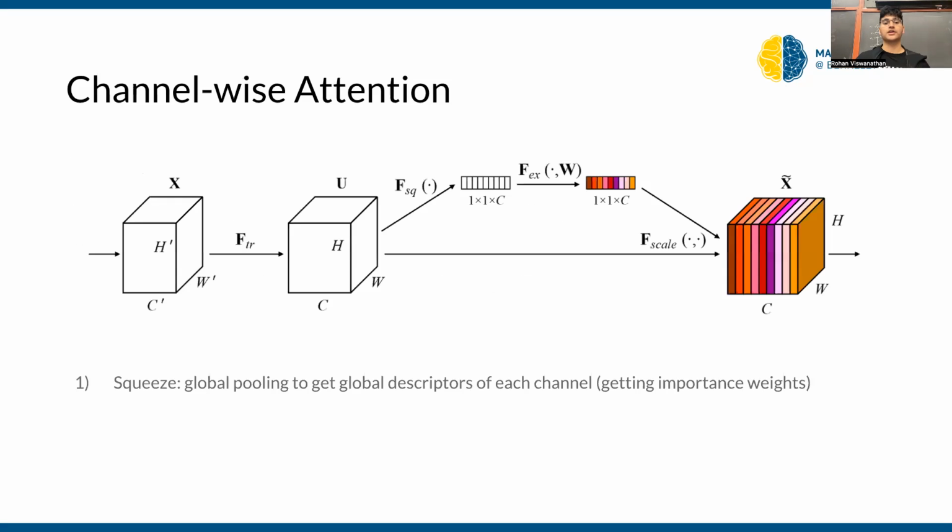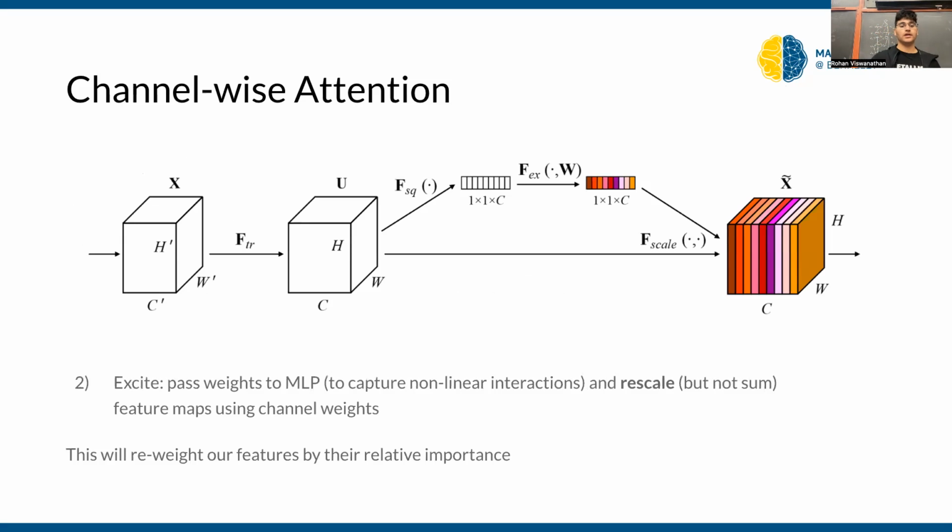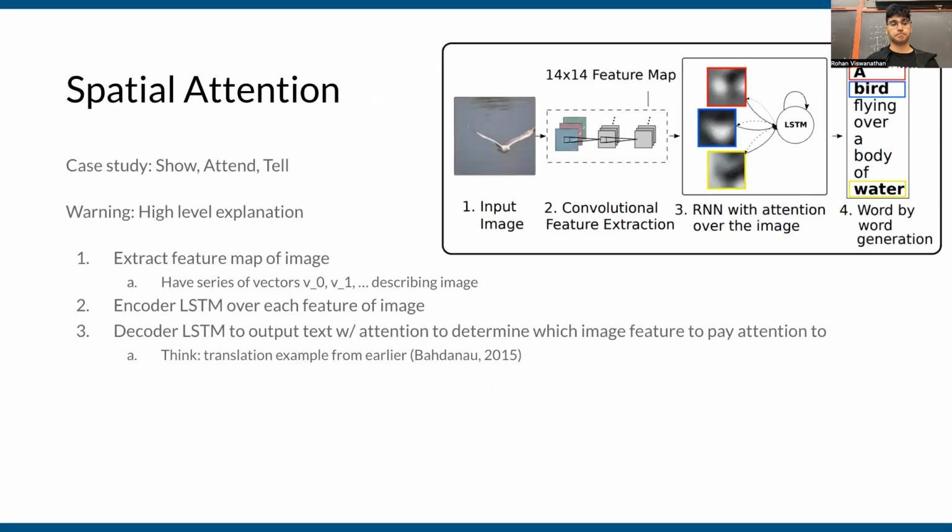We want channel-to-channel interaction. Squeeze and excite, this is what I was talking about before. You globally pool to figure out your importance weights. You can weigh each channel individually. And then excite, you pass these weights through the MLP and rescale these feature maps to get a weighted representation of which channels or which representations are more important than others. So instead of having to take linear combinations of all of these channels, you now have a more informed approach of which features are more important to both save computation and make your final representation more accurate.